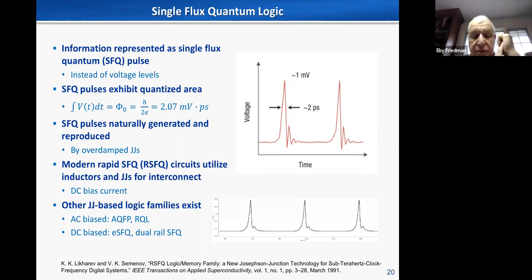I want to point out, just to be fair, that there's a variety of other logic families. There's an extremely low power technology called AQFP. There's a relatively mature technology based on AC biasing called RQL. There's other DC bias circuitry like ESFQ and dual rail. So there's a family of different technologies that have been invented. The famous paper for this was by Konstantin Likharev and Semenov from Russia, and they invented this RSFQ logic family that has become the dominant SFQ superconductor digital logic family.